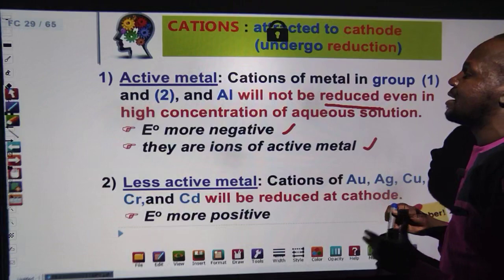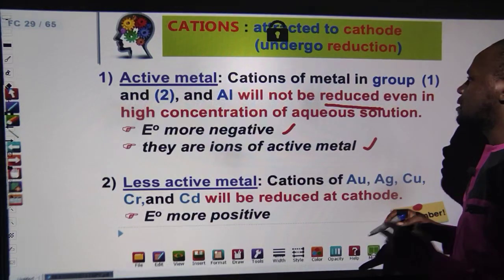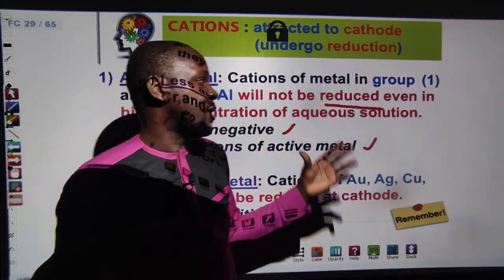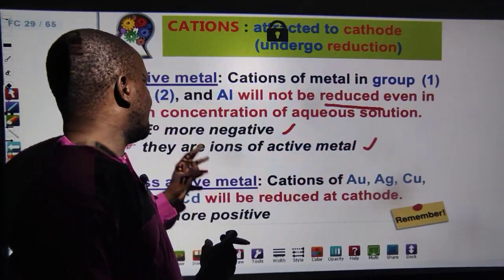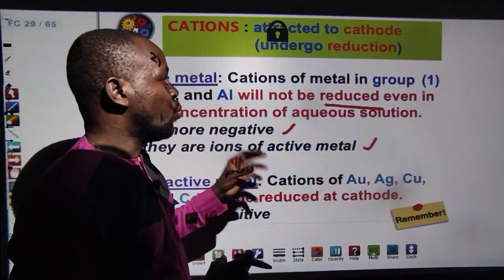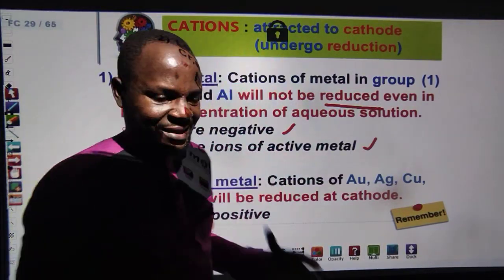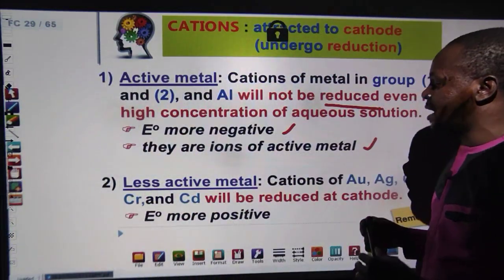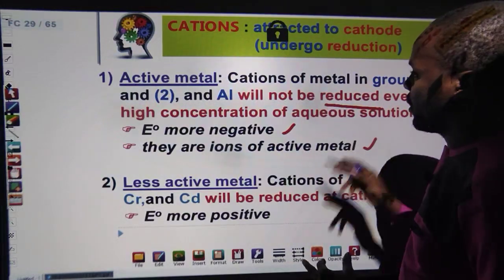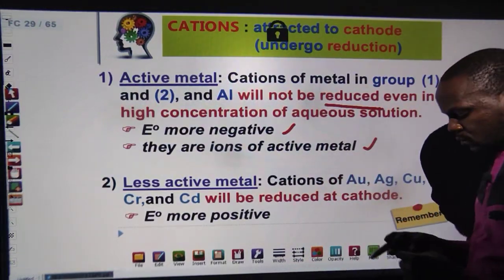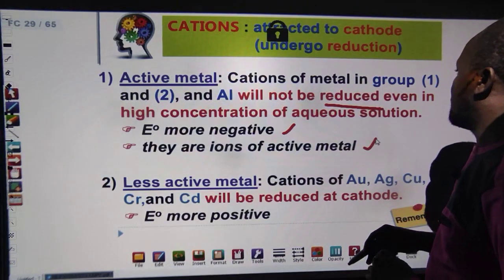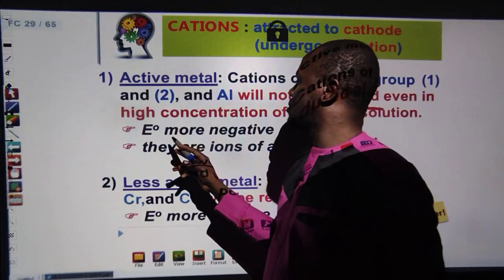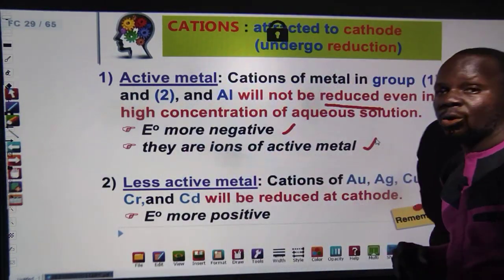So what we are saying is that active metals, whether I like it or not, will not be discharged. I want you to get it. Whether you are trying to reduce them, they will never be reduced. That is the idea of active metals; they are always very active, so they can't be reduced. They are ions of active metals in group one and group two. Even if the concentration is very high, please always note that in aqueous solution, the value of their E naught is more negative.